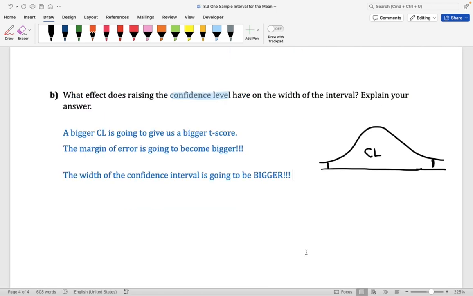And this does make sense. Think about it. A bigger confidence level would require you to have a bigger range of values. If you use a bigger range of values to estimate the population mean, then you're going to be a little bit more confident that you did capture the population mean.